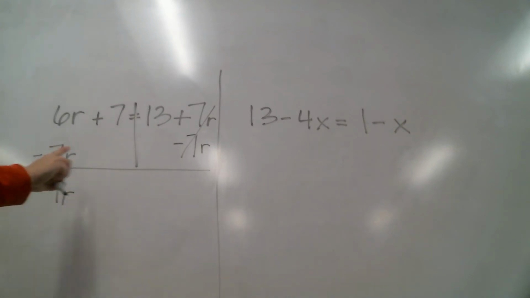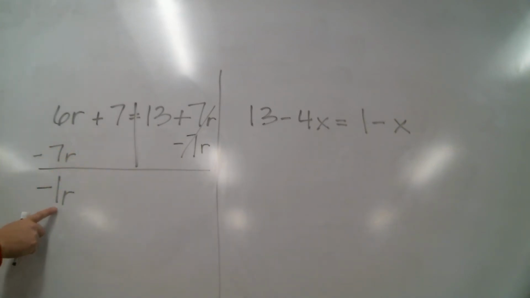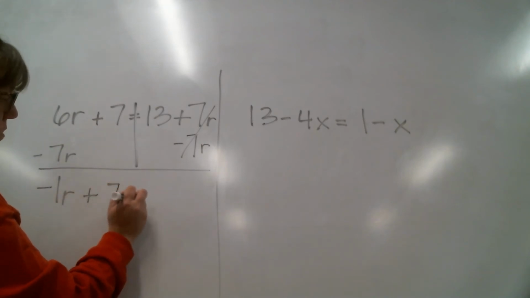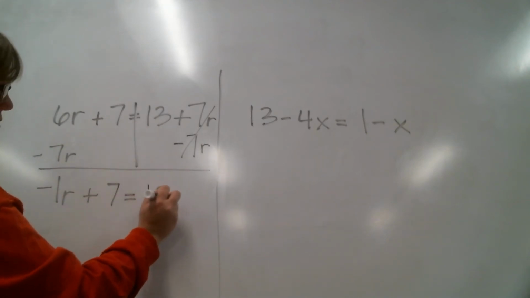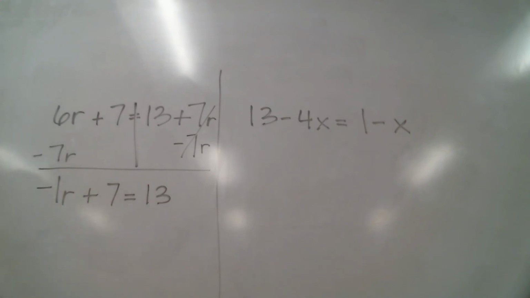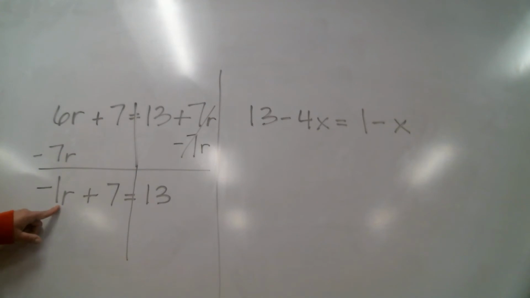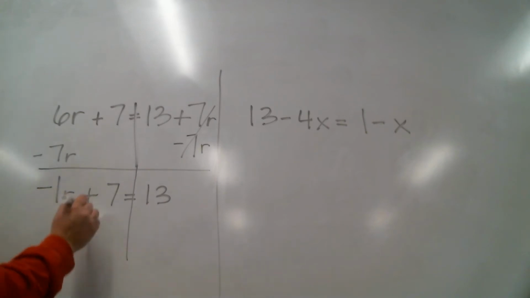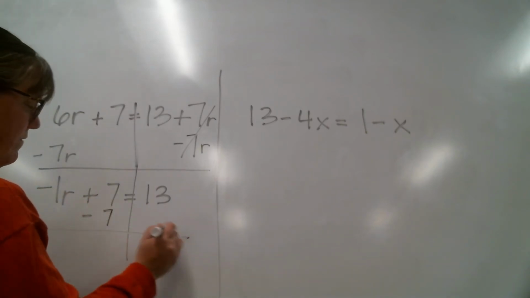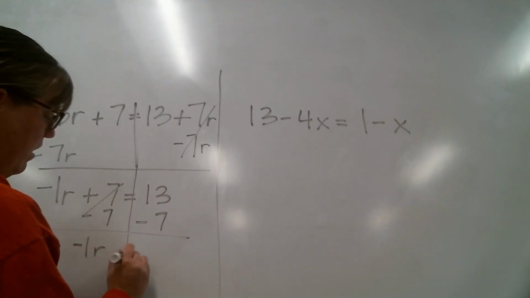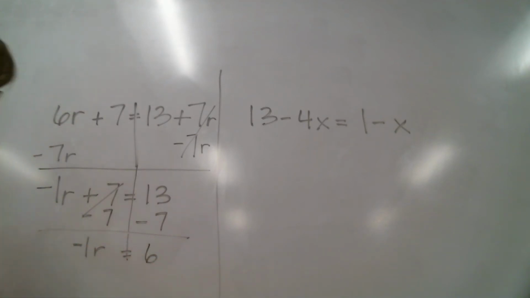And I'm going to rewrite everything that I have left. So negative 1r plus 7 equals 13. Okay, so here's my two sides. I'm trying to get this r by itself. The r is what I'm trying to isolate. So I'm going to take off the plus 7. So I'm going to subtract 7 from both sides, and I get negative 1r equals 6.